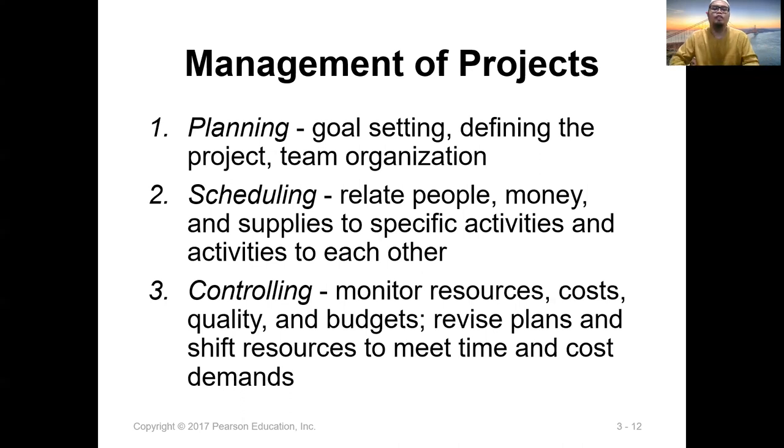Okay. Number two is scheduling. We have one chapter to cover on scheduling. It relates to the people. So we need to diversify, strategize, and allocate. We need to strategically allocate the people, meaning manpower, as well as the money and supply.